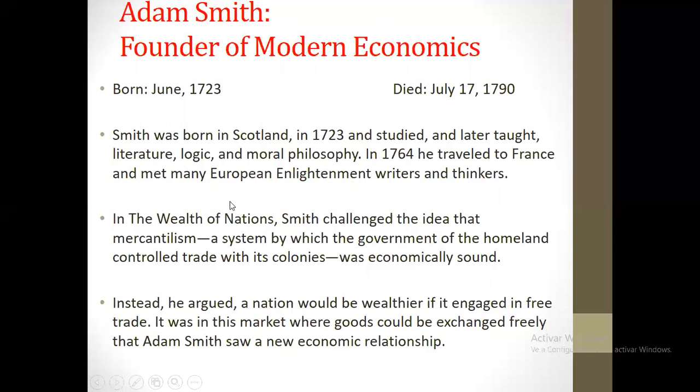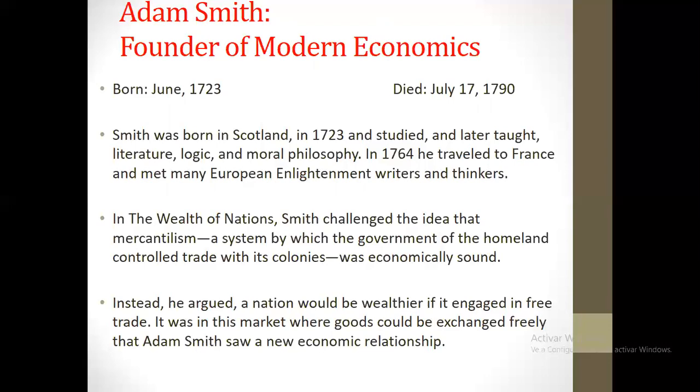Now, back in those days, he wrote this book. This is the Bible of the economists. Esta es la Biblia de los economistas. The Wealth of Nations. En este libro, el señor Adam Smith habla sobre una famosa idea, la mano invisible, que es la que hace que toda la economía funcione.